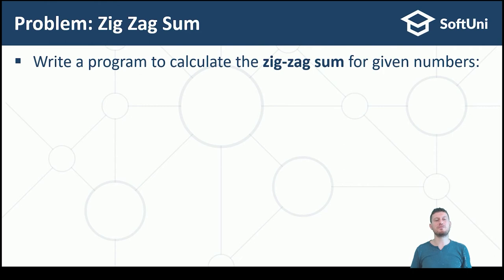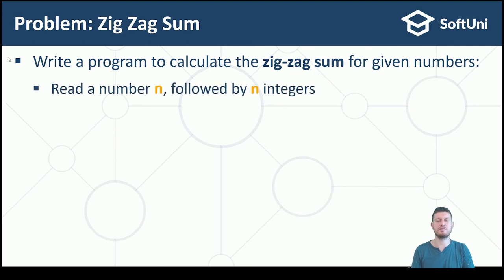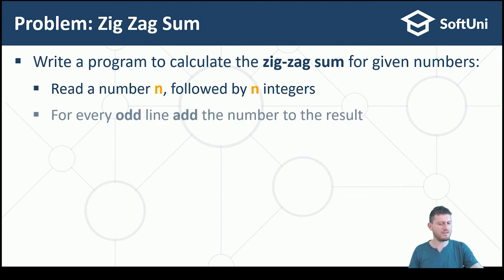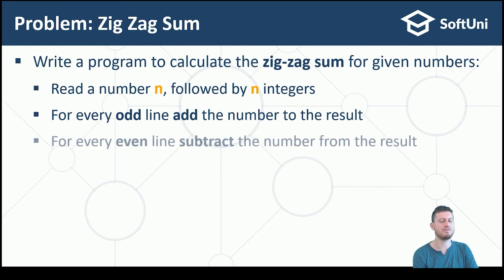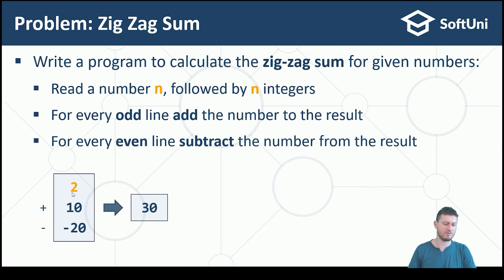The next problem is called zigzag sum. It's about writing a program to calculate the so-called zigzag sum for given numbers. Let's define this. We read the number n followed by n integers. For every odd one, we add the number to the result, and for every even one, we subtract the number from the result. So this is an example.